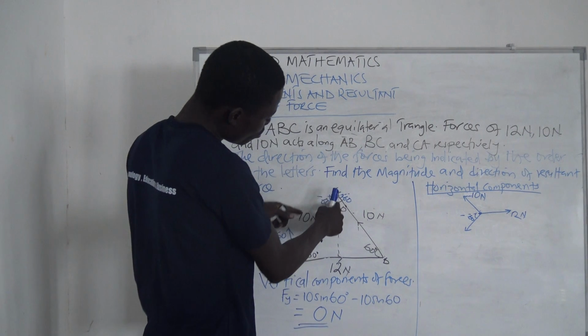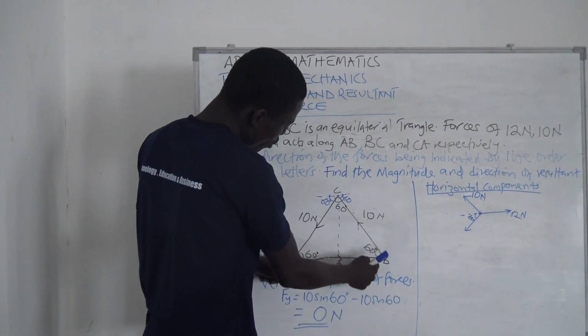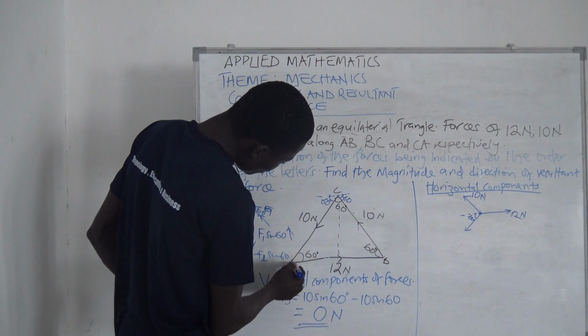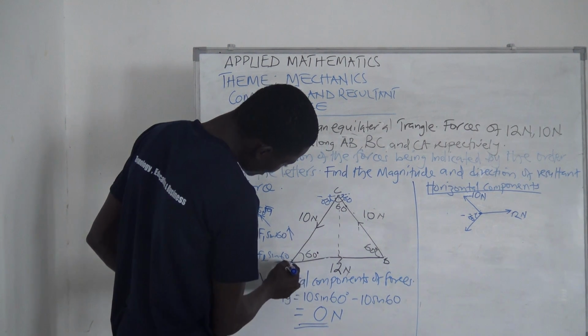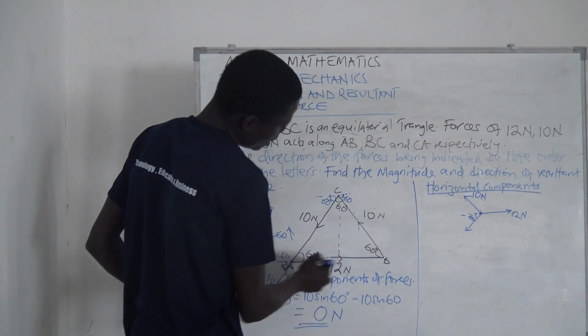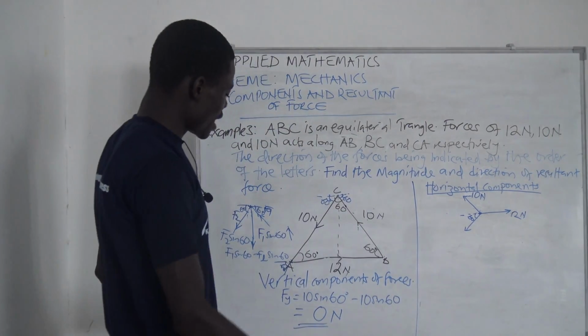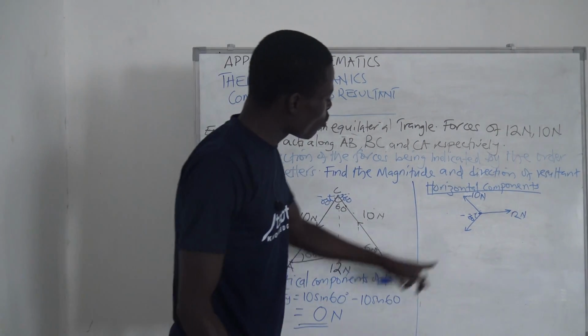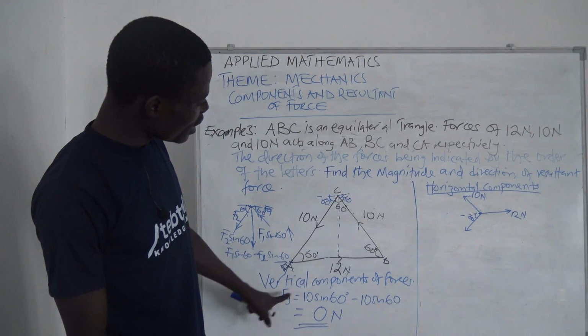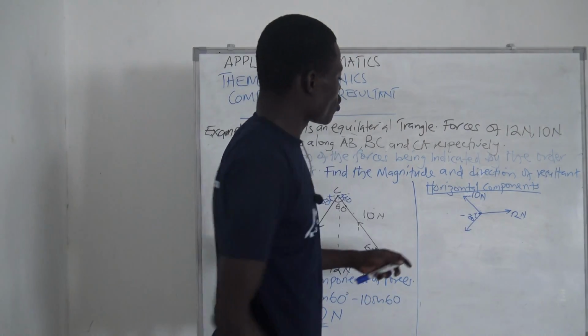But if you take this point here, this angle here is the same as this one, which is 60. That's why you are seeing me putting it there. Then this force will go downward because its direction is facing downward. So we are getting horizontal component.